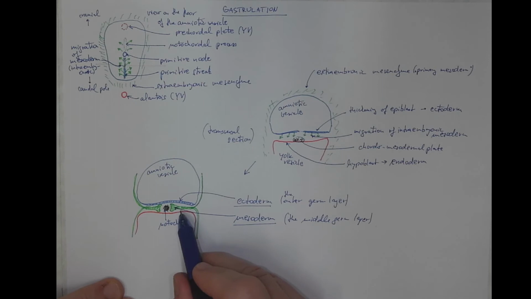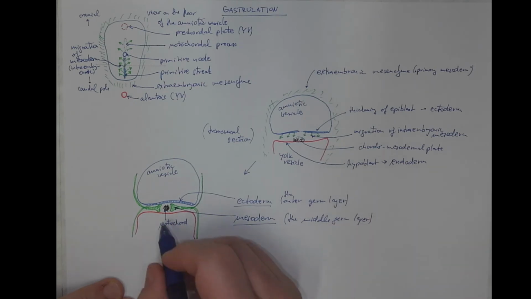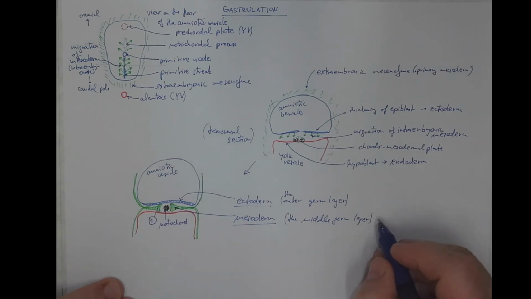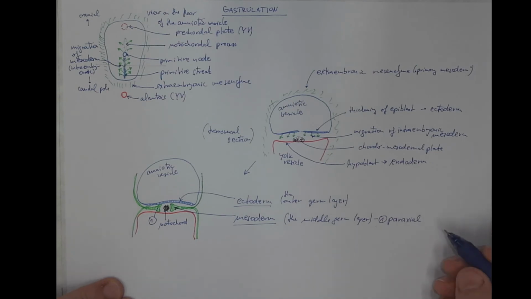And in the mesoderm, we can distinguish kind of three populations. I will label it 1 here. This is the closest to the notochord, and it will be the paraxial mesoderm, and it will become segmented into body segments called somites. That's why it's sometimes also called somatogenic mesoderm.